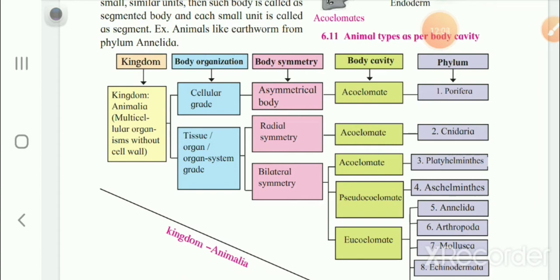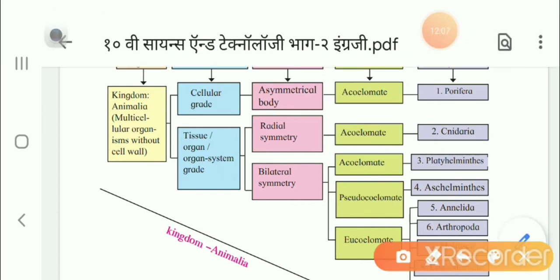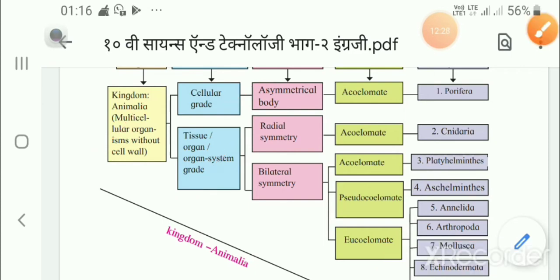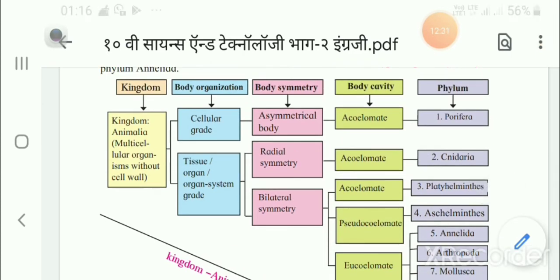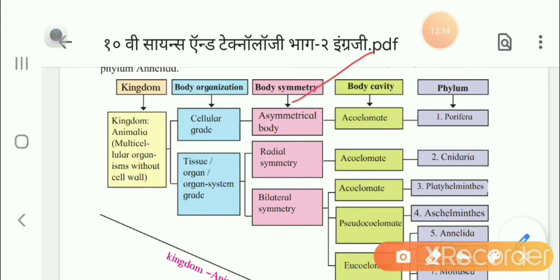First is kingdom. Kingdom Animalia is having the multicellular organism without cell wall. These are further divided into cellular grade and tissue organ or organ system grade. So this is body organization. Further, the next characteristic we can see here is body symmetry. So three types of the body symmetry are there: asymmetrical body, radial symmetry and bilateral symmetry.